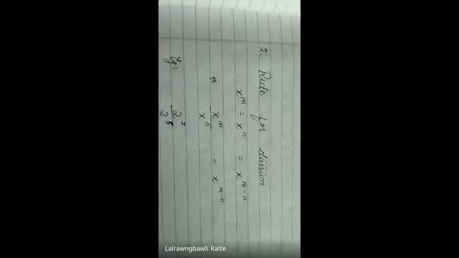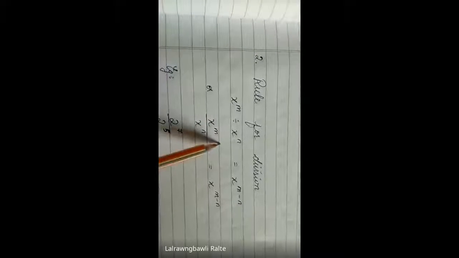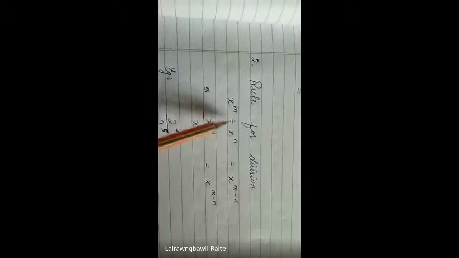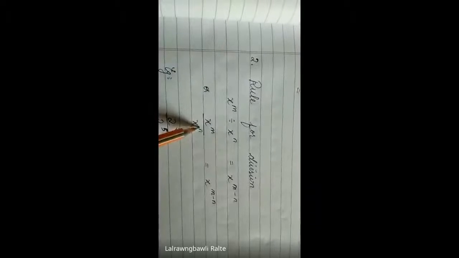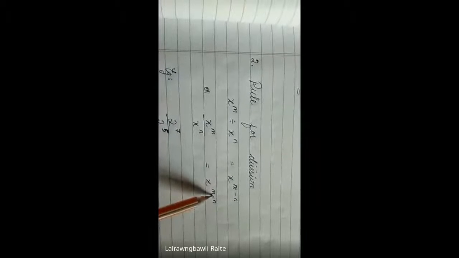Okay, let's go to the next rule, which is the rule for division. x^m divided by x^n, or we can write it in this form also, it's still the same. They are the same. It is equal to x^(m minus n).